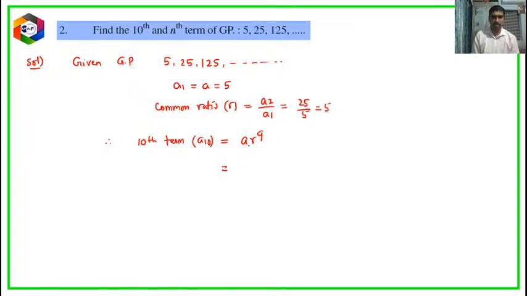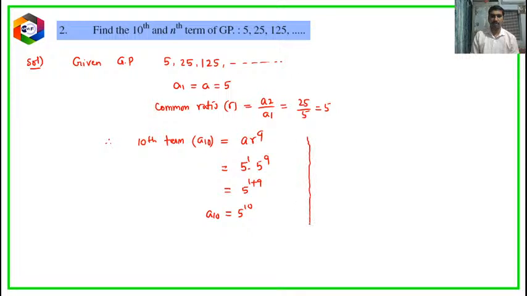Now let us substitute here. We already know the value of A, which is 5. And what is the value of R? Again it is 5. So 5 into 5 power 9, which is 5 power 1 into 5 power 9. Since the bases are same, A power m into A power n is equal to A power m plus n, which is equal to 5 power 10. So A10 is equal to 5 power 10.